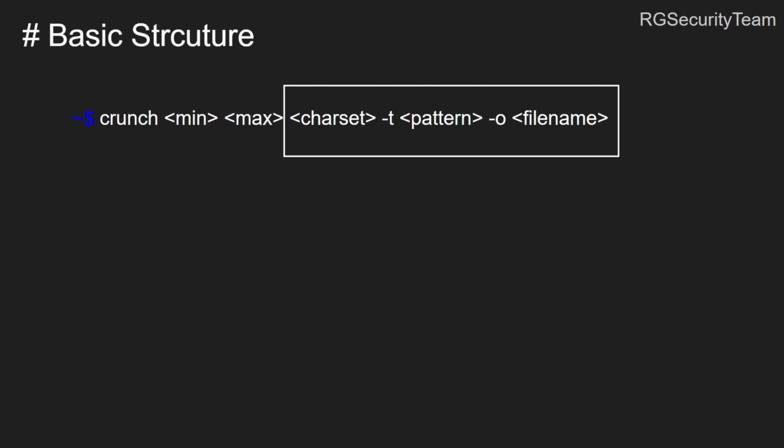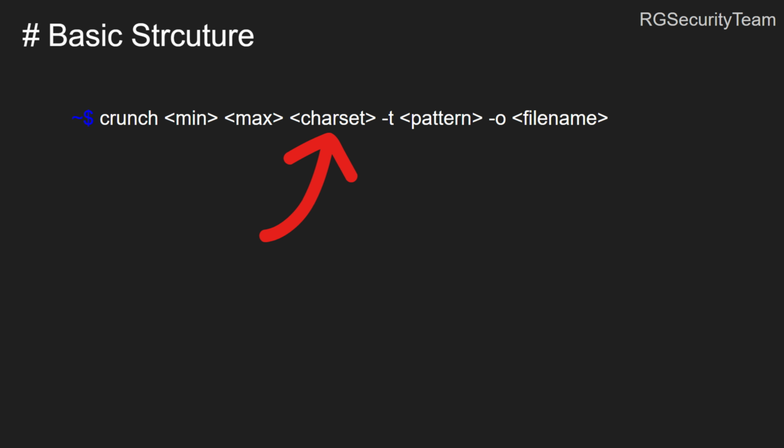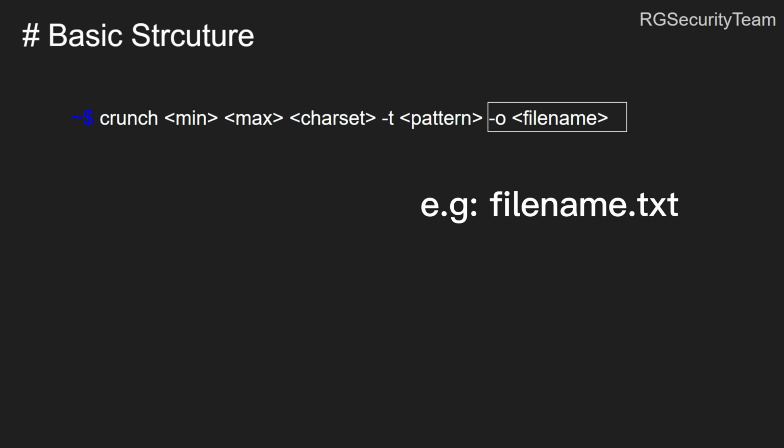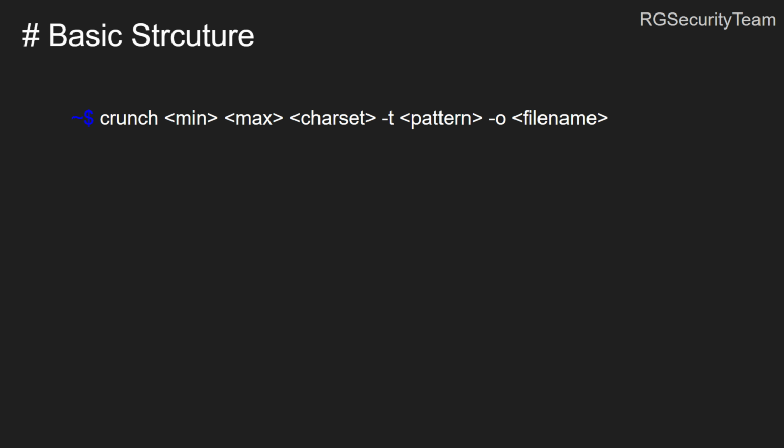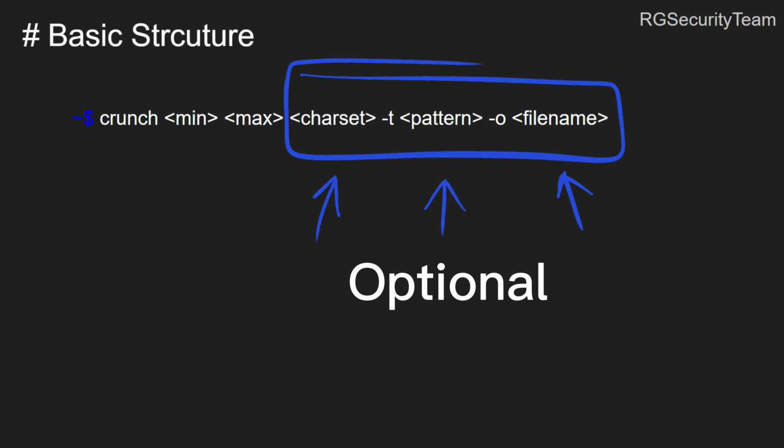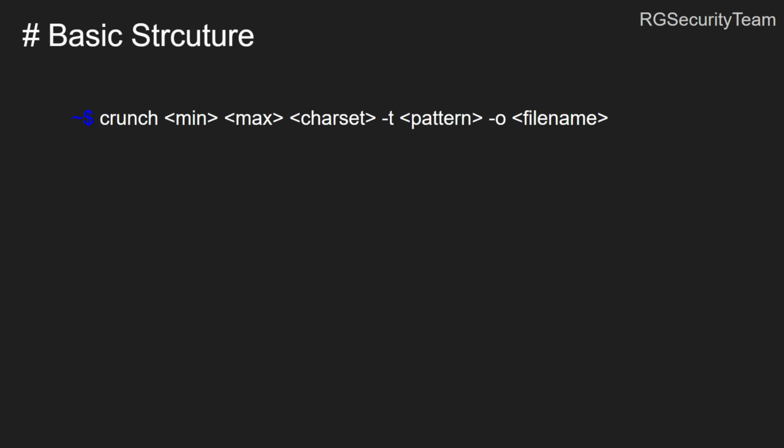Now we will discuss all these later. So these things are optional. Here you have to give the character set, and here you have to give the pattern, that is, how to generate the value from a specific pattern. And here, once the word list is generated, how to save it. We will talk about these in depth as we go forward in the video. So all these are optional. Whether you give them or not will not have any effect, but you have to give the minimum and maximum length. So let's start from the basics.